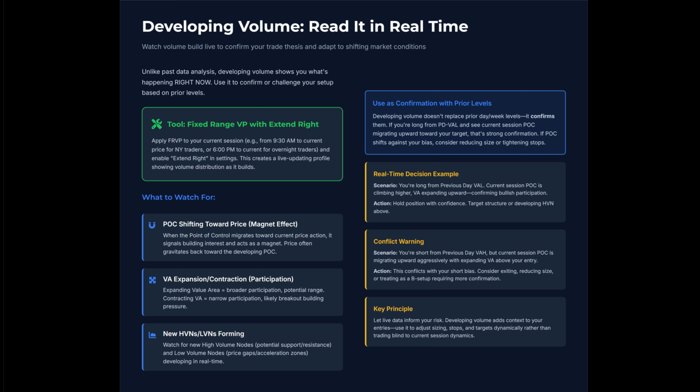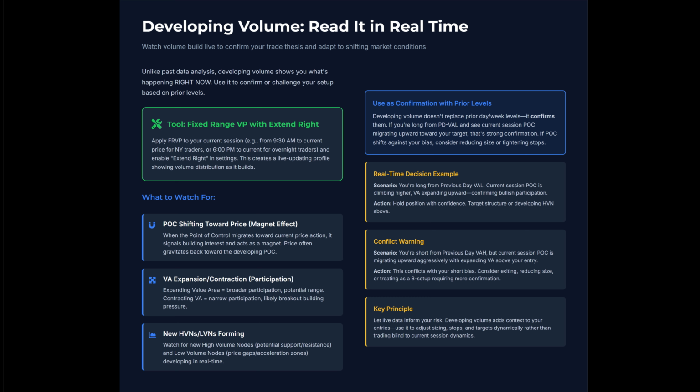On the flip side, if the POC has migrated above the PD VAL and a low volume node has formed at the PD VAL, it indicates conflict. This conflict suggests that yesterday's level is now irrelevant. In such scenarios, developing volume often overrides prior levels because it reveals the current market reality. Remember, focus on where volume is building today, not just where it built yesterday.